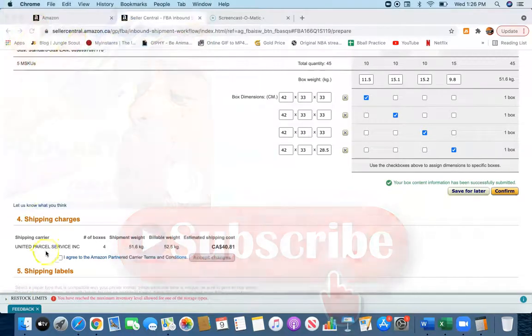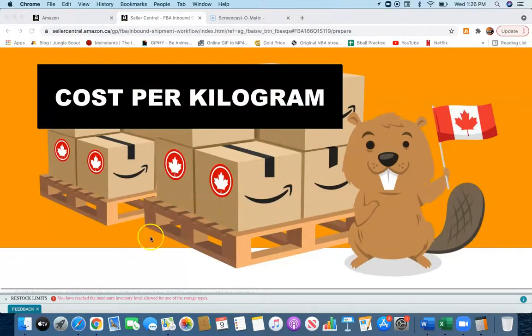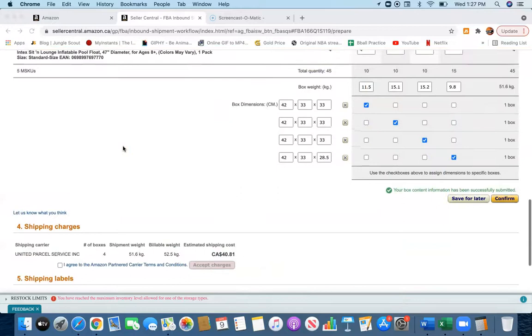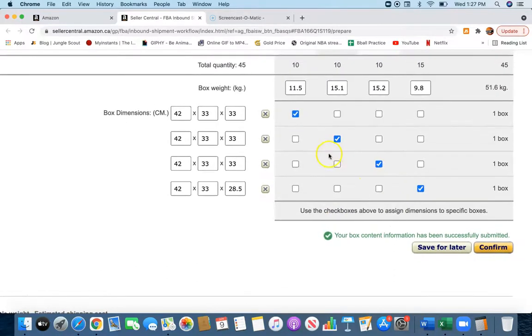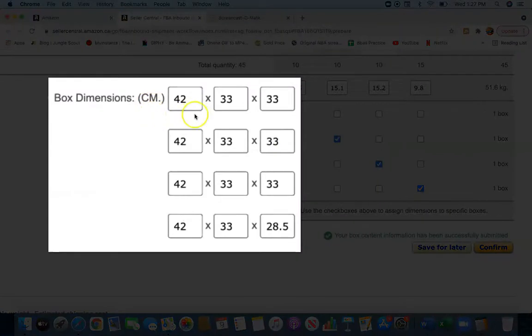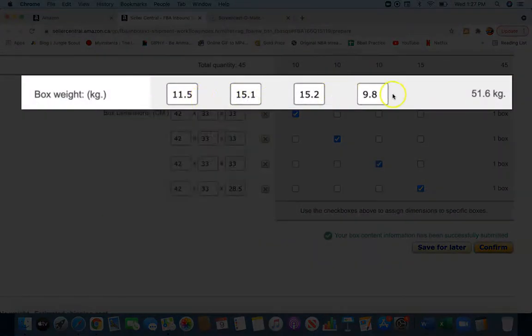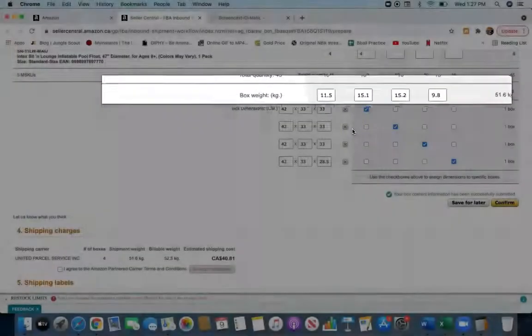In this video, we are going to show you how to calculate your cost per kilogram. Once you create a shipping plan and you've entered in the dimensions of your boxes, as you can see right here, I have 4 boxes that I'm shipping. Each box is separated with the dimensions on the left here and the weight in kilograms of each box for a total of 51.6 kilograms.